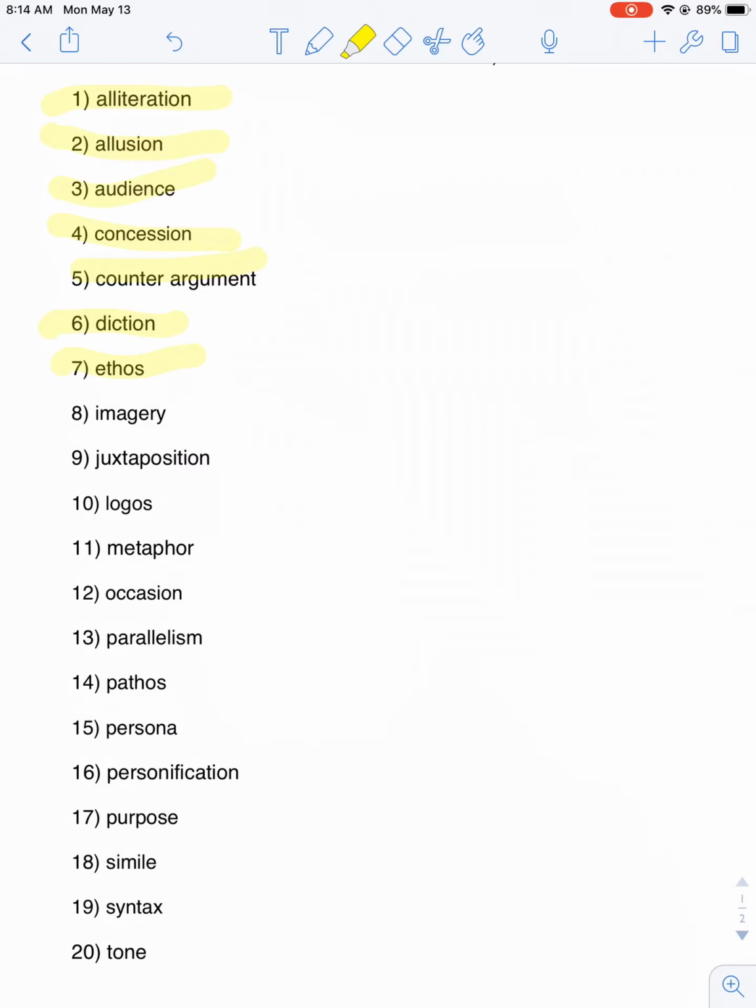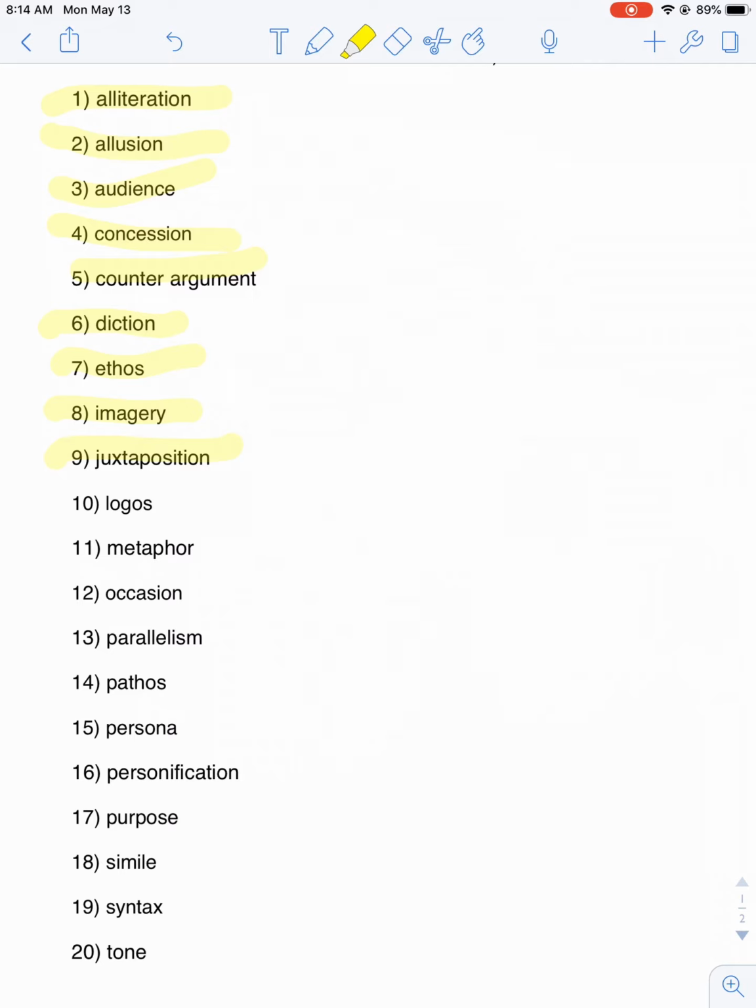Imagery, seeing something, hearing something, it makes it stronger. And so keep an eye out for that. Juxtaposition would be the contrast of any two ideas. Usually it's to show the differences between something. And so when we're juxtaposing something, we're holding up two things to show the contrast.